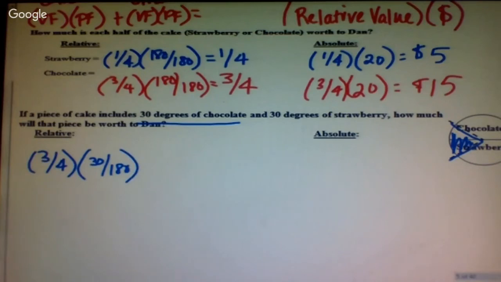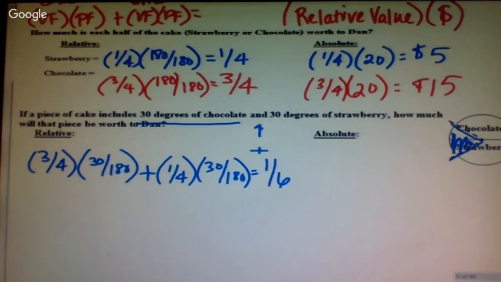Okay. And plus means to add. Your piece also contains strawberry. So I need strawberry's value fraction, 1/4. And how much strawberry am I giving you? 30. So it's another 30 out of 180. And you would plug that in. Change it to a fraction. Hit math, enter. 1/6.